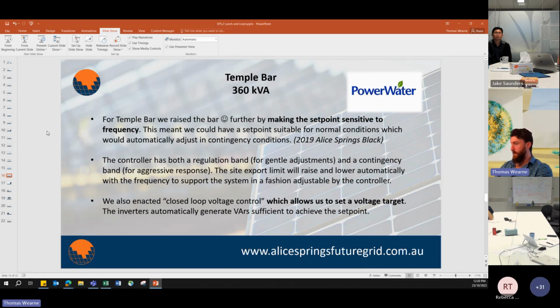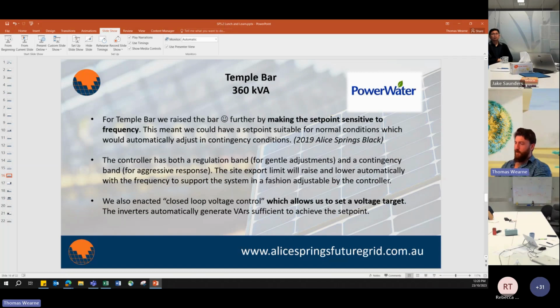So that's really the idea here, that the system can see the frequency falling, know that the power system is demanding more active power to recover from something that's gone wrong. And why not get solar to contribute to that if it's able? The controller has both a regulation band for gentle adjustment and a contingency band for aggressive response. So whatever we set the site export limit to, it's going to raise and lower automatically with the frequency to support the system in a fashion adjustable by the controller.